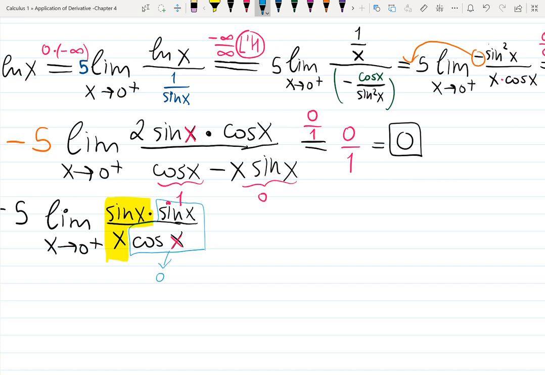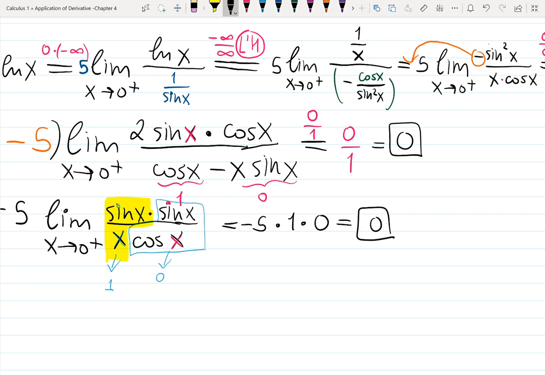Well, sine x over x in yellow, we know this limit. We mentioned it many times. Around 0, sine and x behave the same way. So the ratio gives you 1. That means the whole answer becomes -5 outside times 1 times 0, or basically 0 everywhere.